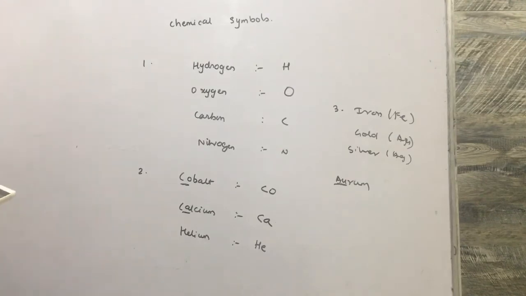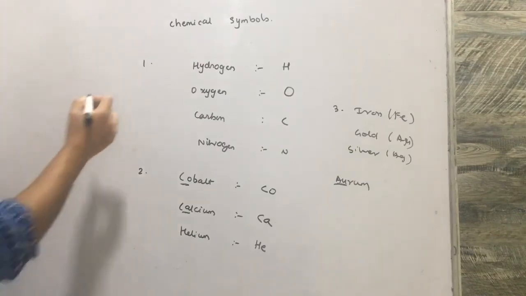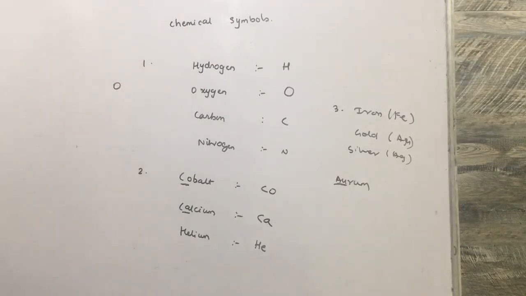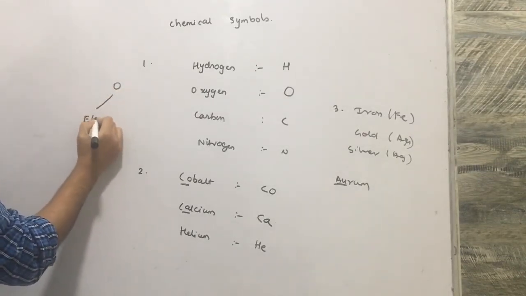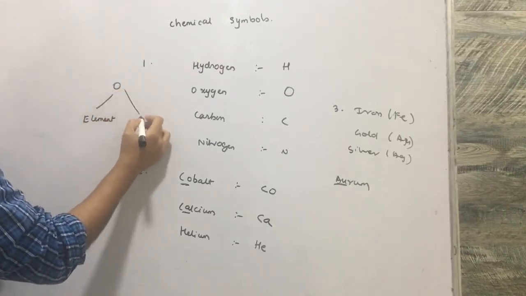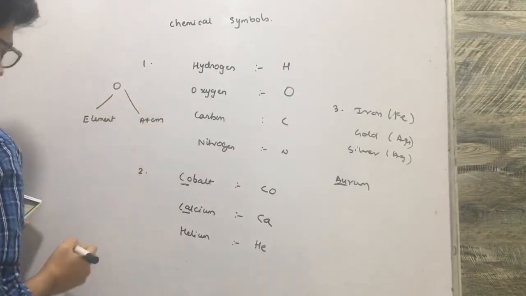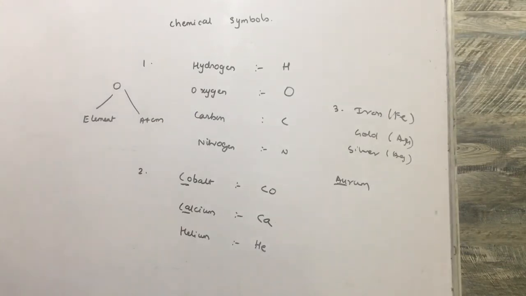Now next we will see the significance of a symbol. A symbol represents one atom of that element. For example, O is a symbol that represents the element oxygen as well as one atom of oxygen. If I write only O, it represents the element and also one atom of that element.